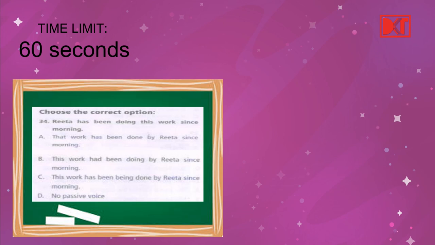Now here, the answer is actually D. There is no passive voice for this sentence. Because remember, humne ek note mein padha tha ki except a few exceptions, has been doing, these kind of tenses, they don't have any passive voice. So this is present perfect continuous and this has no passive voice. Alright.